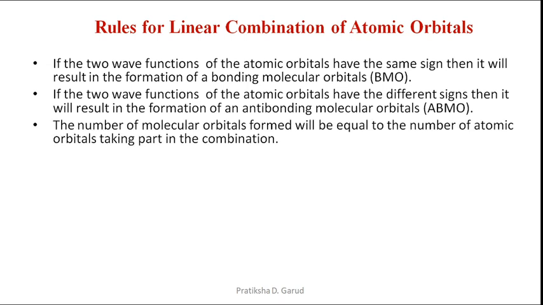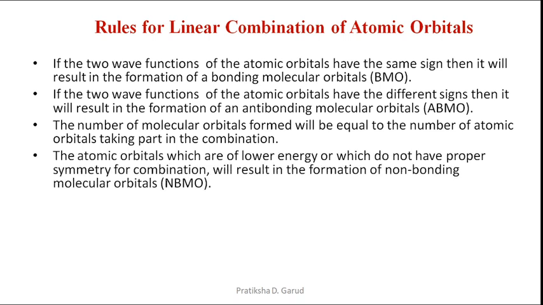The third rule, the number of molecular orbitals formed will be equal to the number of atomic orbitals taking part in the combination. So if two atomic orbitals undergo combination, it gives the formation of two molecular orbitals. The next rule is, the atomic orbitals which are of lower energy or which do not have proper symmetry for combination will result in the formation of non-bonding molecular orbitals, that is NBMO.